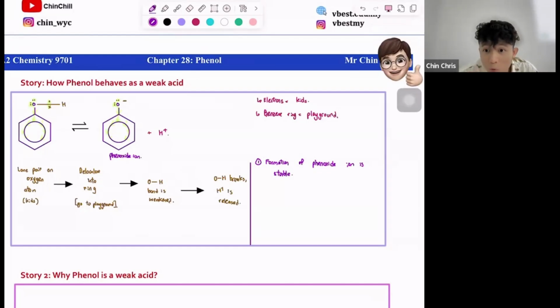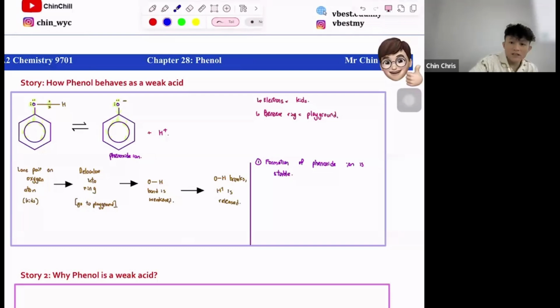Why does the OH bond weaken? Is it because of a difference in electronegativity? No, it's not. It's just that the electrons go into the ring. You see this? The electrons go into the ring. There's nothing here. When there's nothing, it means there's no bond already. Do you get me or not?